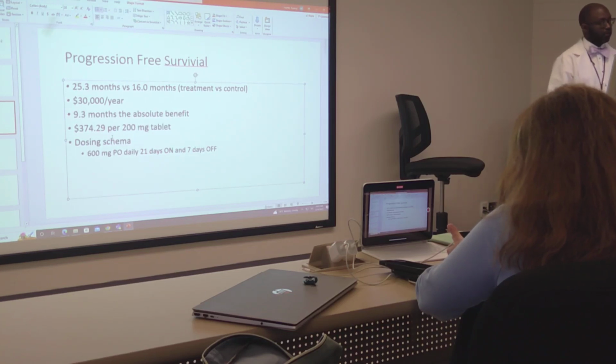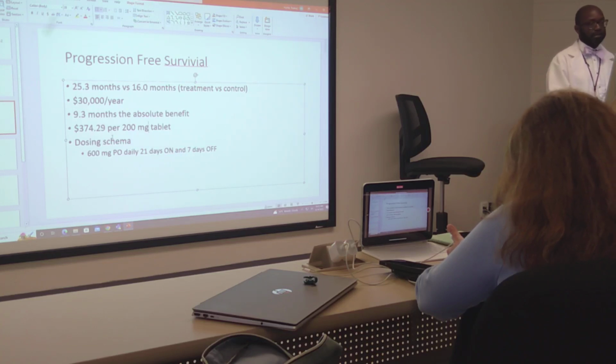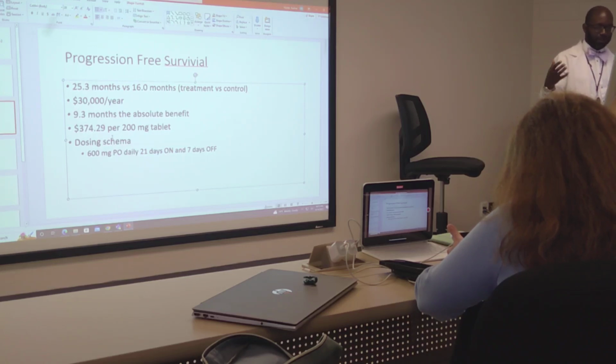This is a 200 milligram tablet. So you've got a 200 milligram tablet, and every 200 milligram tablet costs $379.29 in reference to the cost that's being passed to the patient. So this is not acquisition cost, but as you know, we're not talking about acquisitions. We're not talking about the hospital impact. We're talking about how this is going to affect the patient.